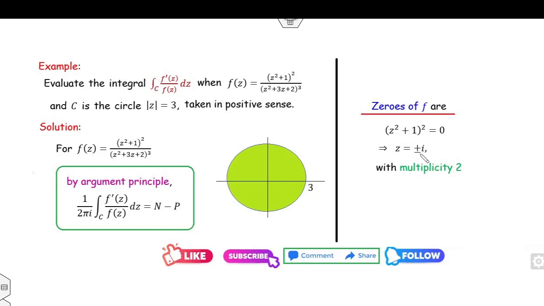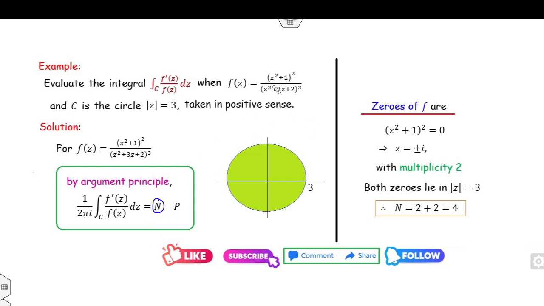Now look at where the values z equals plus minus i lie. You can see the modulus of plus minus i is 1. 1 is less than 3, so it lies inside the circle. So both these zeros lie inside the circle. Therefore the number of zeros: the roots are i with multiplicity 2 and minus i with multiplicity 2, so 2 plus 2, the number of zeros is 4. So this is the way you can calculate n.